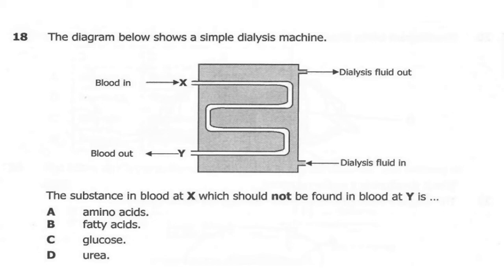The correct answer here is D, urea. So once blood flows through the dialysis machine at X, the urea will diffuse from the blood into the dialysis fluid. So as the blood comes out at Y, urea will be absent because the dialysis machine will act as a kidney to remove urea from the blood system. Well done, chat. Let's move on to the next question.